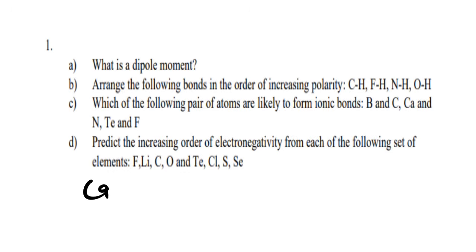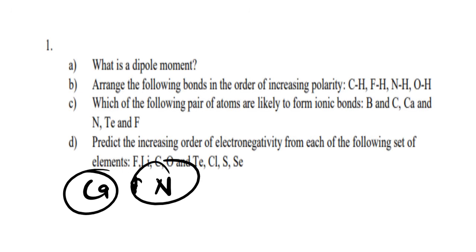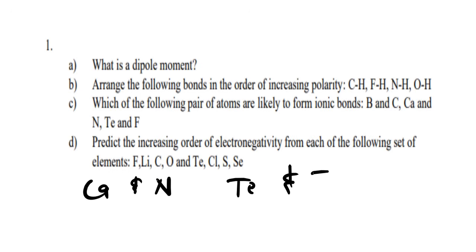What about calcium and nitrogen? Calcium is a metal, nitrogen is a non-metal, so they are likely to form an ionic bond. So these ones qualify. What about beryllium and fluorine? Beryllium is a metal, fluorine is a non-metal, so they are also likely to form an ionic bond. So in this case, calcium and nitrogen, and beryllium and fluorine are most likely to form ionic bonds.